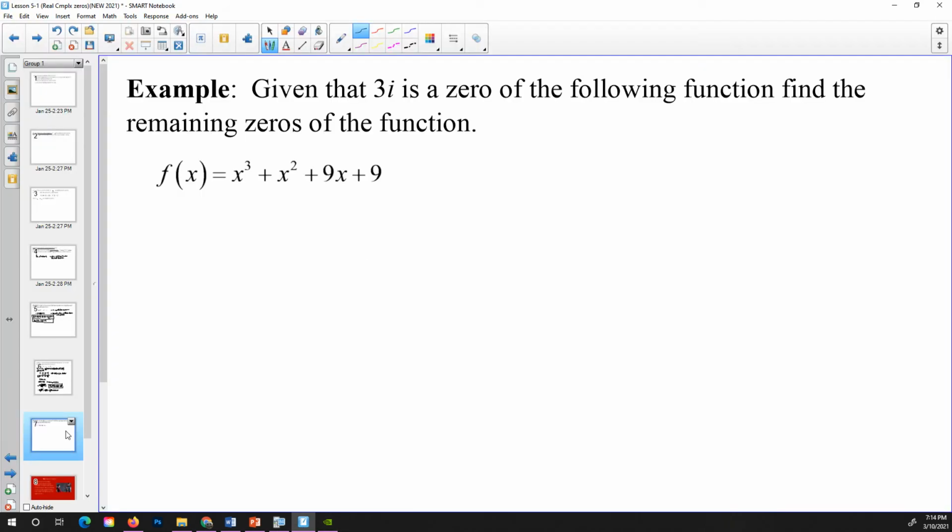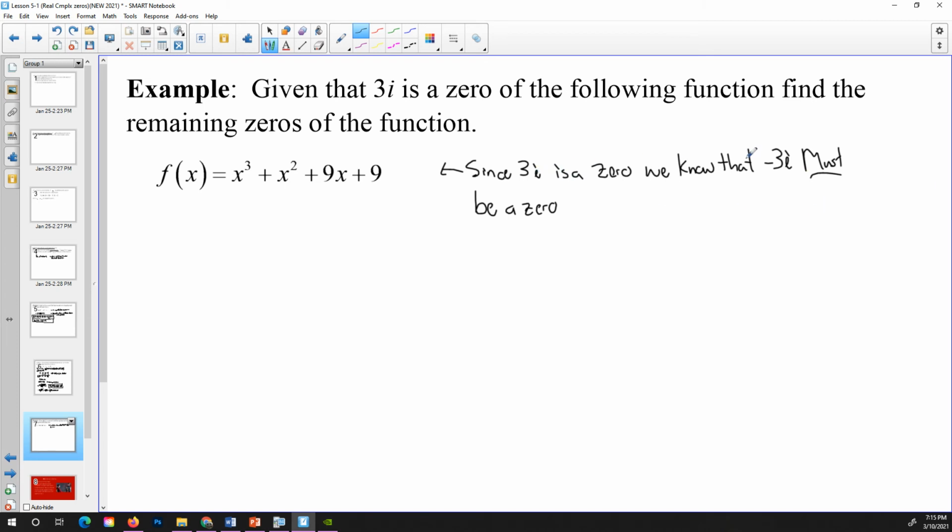Okay, last example. Given that 3i is a 0 of the following function, find the remaining zeros of the function. So they're telling us that since 3i is a 0, we know that negative 3i must be a 0. And we know that because all of those coefficients are real, and since all of the coefficients are real, any imaginary 0 must occur with its conjugate pair.